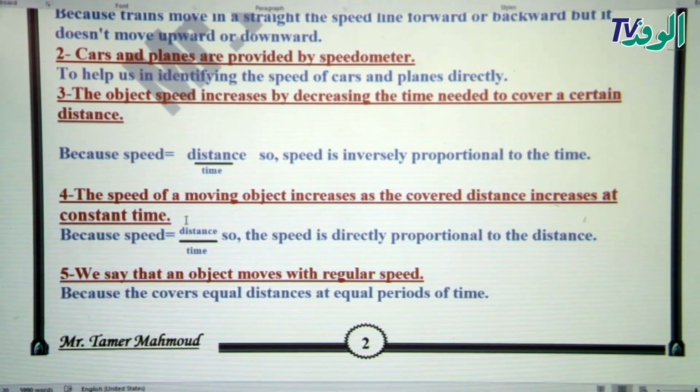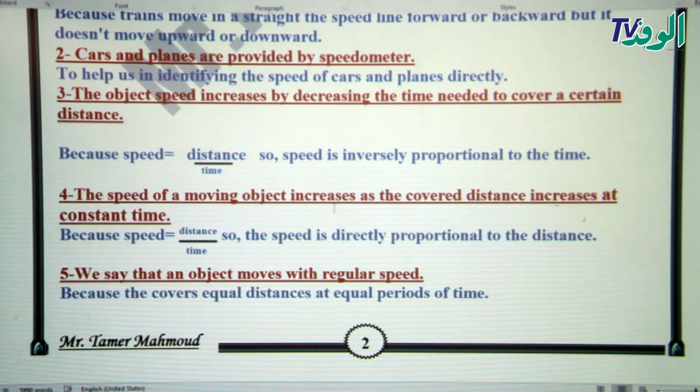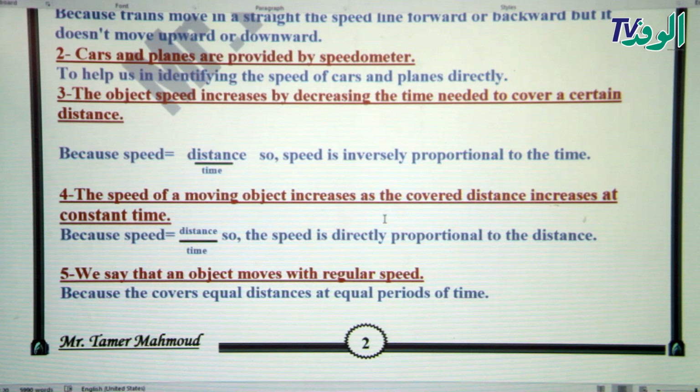The speed of a moving object increases as the covered distance increases. Why? Excellent, very good. Because the speed equals distance divided by time, so the speed is directly, not inversely, proportional to the distance.